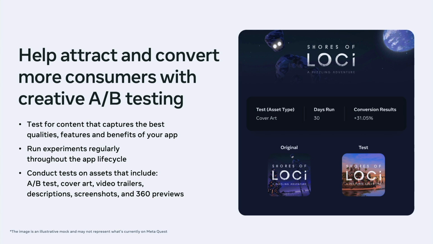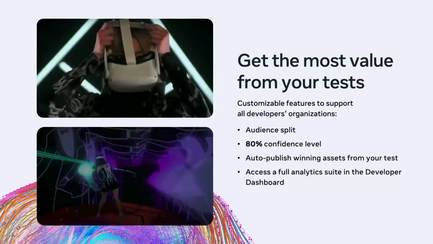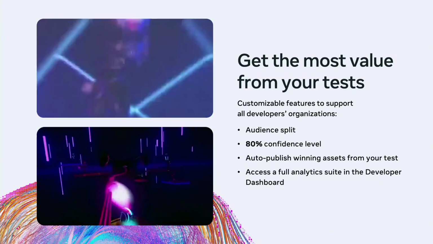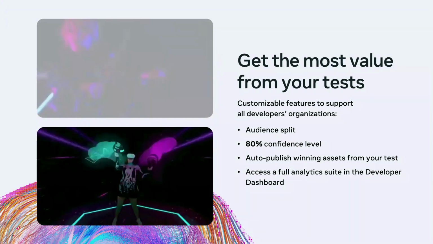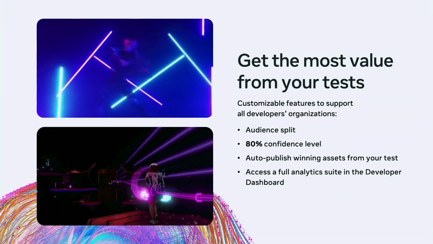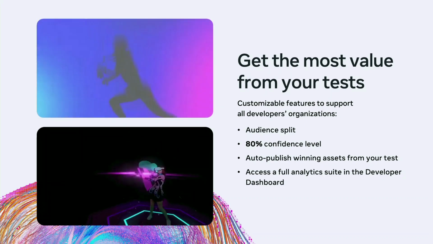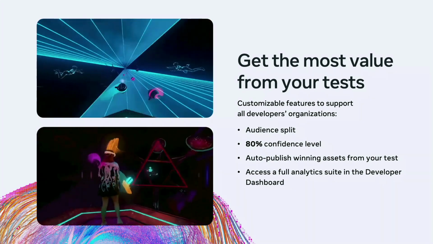So how do you set this up? Find the creative A/B testing tool in your developer dashboard under Growth. There are customizable features like audience split, confidence levels, and you can use data to inform which assets and visuals are actually helping you convert customers.